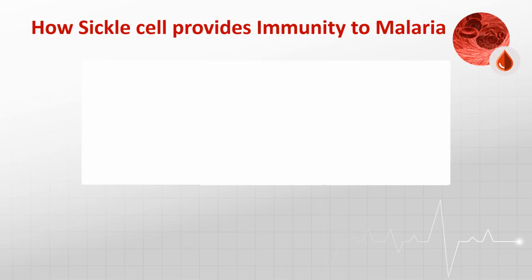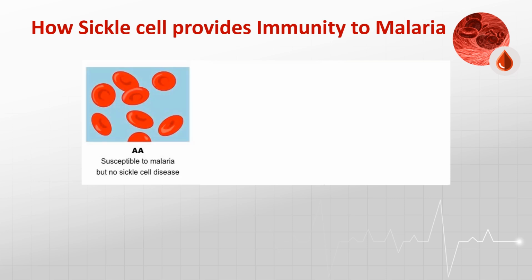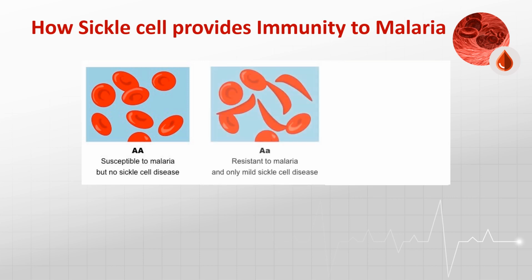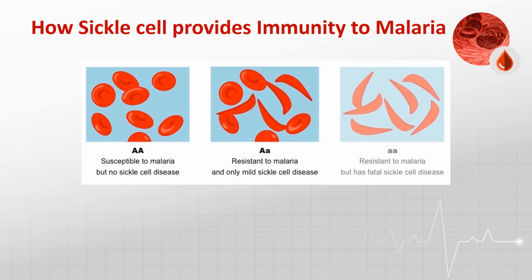I am now going to explain how sickle cell provides immunity to malaria. If you are homozygous dominant for sickle cell, this means you don't have the disease, but you're still able to contract malaria through mosquitoes. Whereas if you're heterozygous for sickle cell, that means you will have some healthy red blood cells, but also some of them would be impaired, thus making it harder for the malaria to reproduce in your red blood cells. Whereas if you're homozygous recessive for sickle cell, you have full-blown sickle cell and it would be hard to treat it.